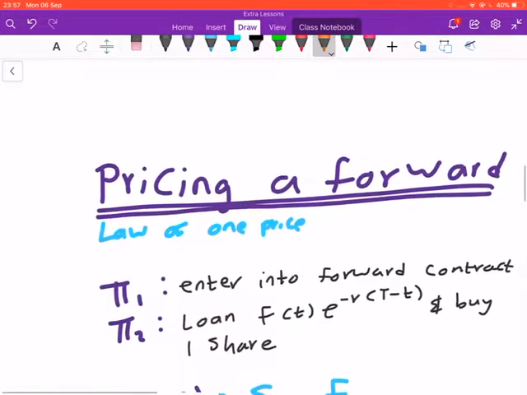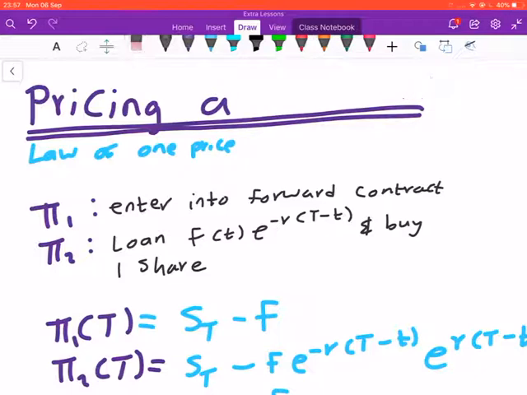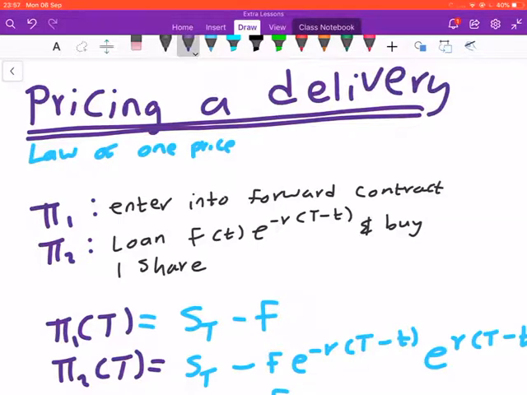So moving forward, how do we even price a forward? Not necessarily a forward, but how do you price the delivery price? To price the delivery price, we will use the law of one price. The law of one price states that if two portfolios have the same payoffs, then they should have the same price.